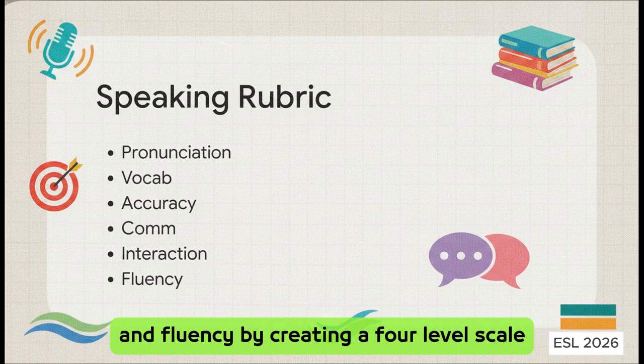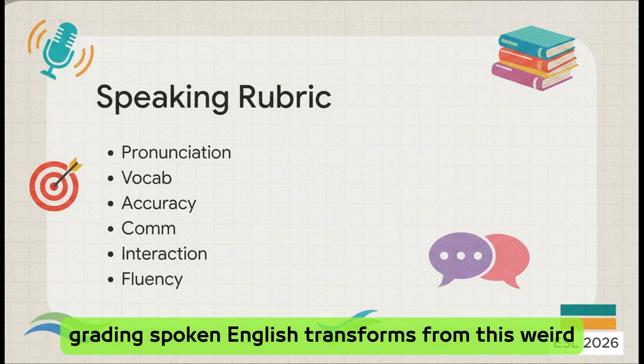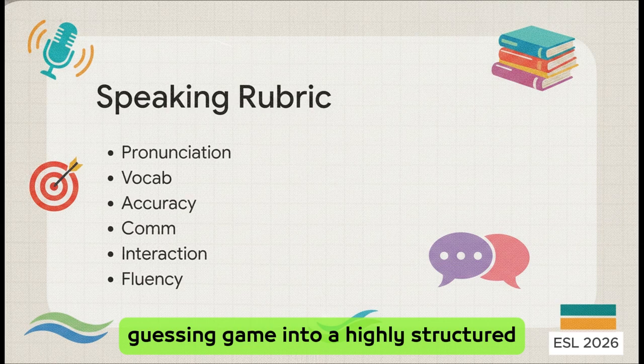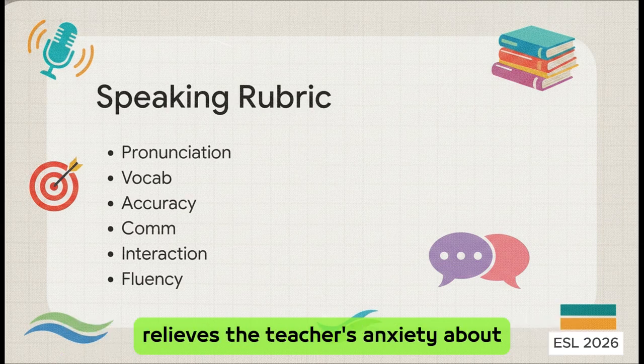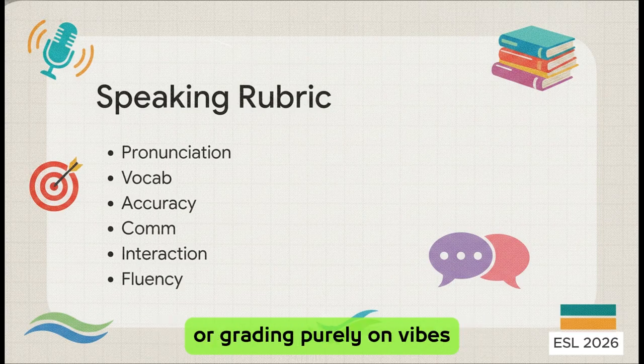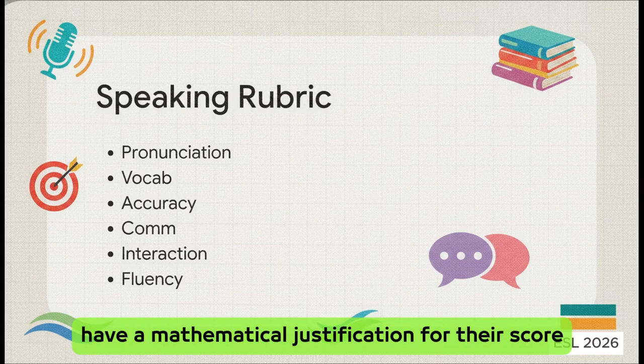By creating a 4-level scale for each of these distinct criteria, grading spoken English transforms from this weird guessing game into a highly structured, objective evaluation. Having this framework totally relieves the teacher's anxiety about accidentally showing favoritism or grading purely on vibes. You literally have a mathematical justification for their score.